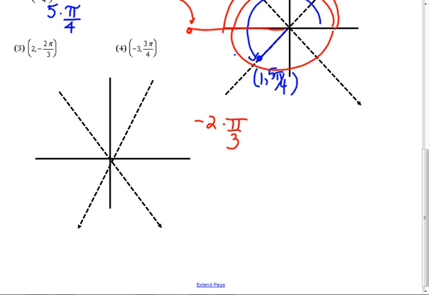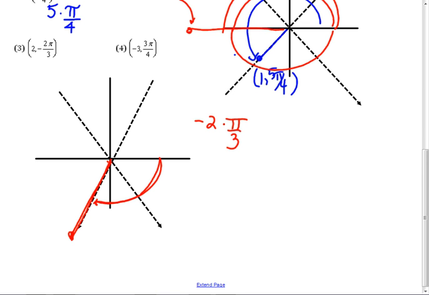Okay, so I want to go negative 2 times pi over 3. So I want to go backwards. So there's 1, and there's 2, and my length is positive, so it still goes in that direction. If that had been a negative 2, I would have gone in the other direction. So first I do the angle, and then I do the radius.